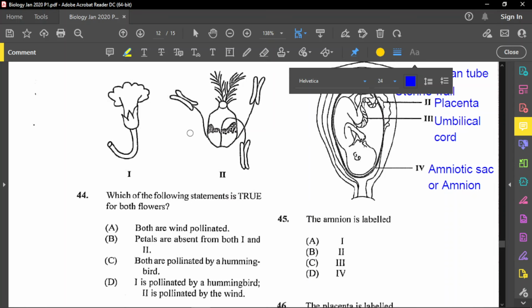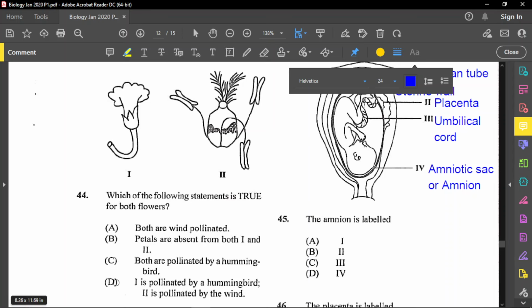It can't be both wind pollinated because it's actually different. Notice here the anther is on the outside. For this one, with flower 1, the anther is on the inside. So they're both different. Petals are absent from both, no, that's not true. Both pollinated by hummingbirds, nah, not true. D is 1 is pollinated by hummingbirds, which is probably true because it's a nice color, beautiful flower. Well, it's not shown in the picture. All right, and 2 is pollinated by wind because it's hanging out, and also the feathery stigma as well.